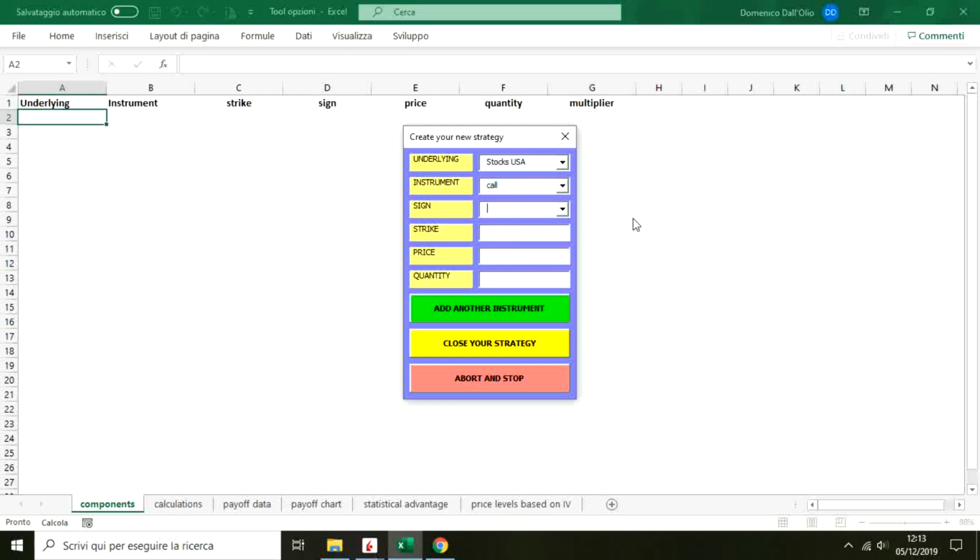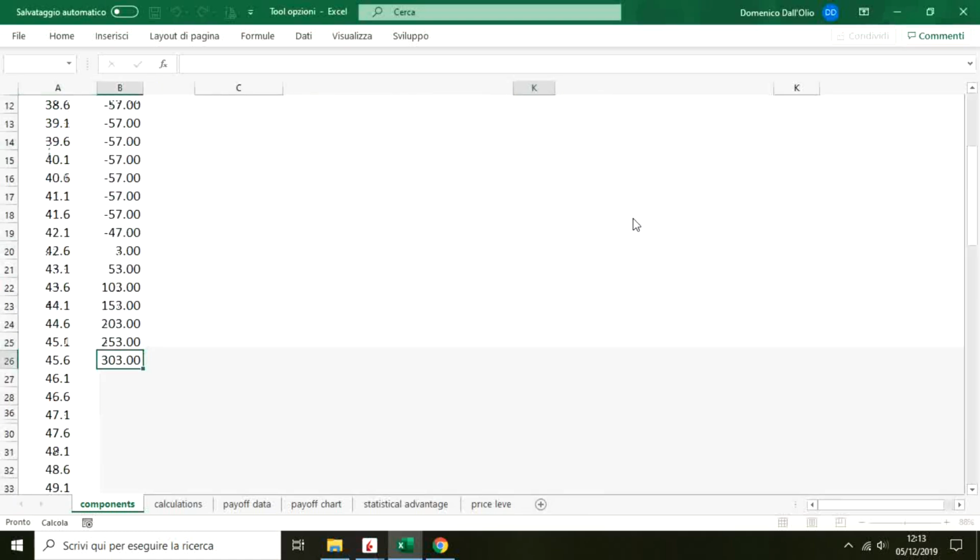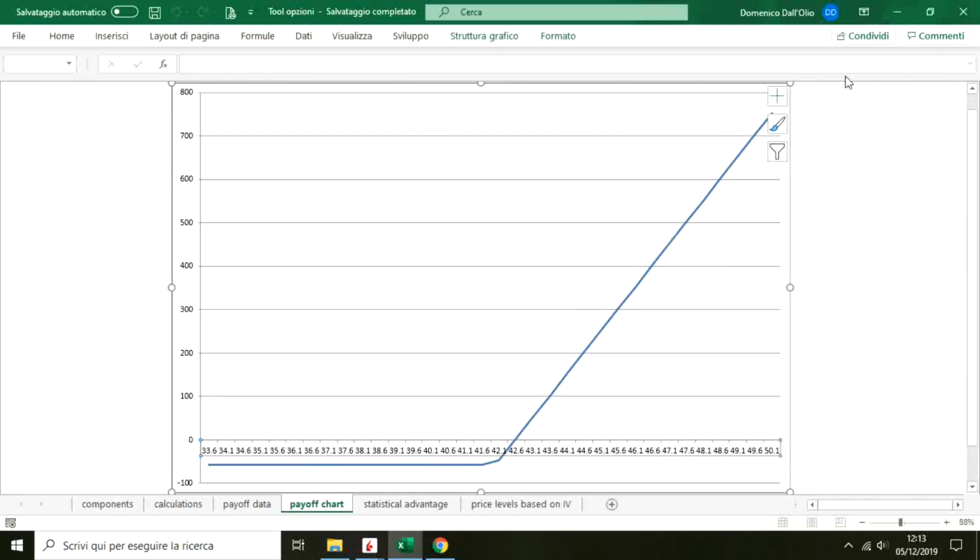We can use a tool like this, the one I created: create new strategy on Stocks USA. The instrument is a call, sign is long, strike is 42, the price is 0.57, the quantity is 1. And that's it. So close your strategy. What comes out is this payoff. We are going to lose $57 up to the strike, $42. Then from 42 and on, we start first recovering the premium paid. Then at 42.57 we will have the break-even, and going up, the more the stock goes up, the higher the profit we will get.